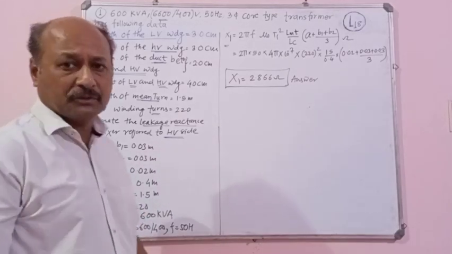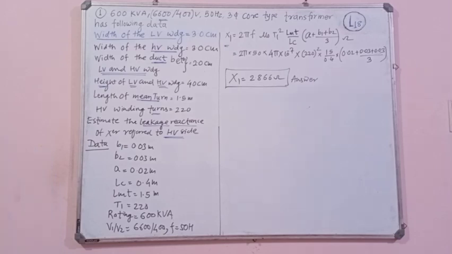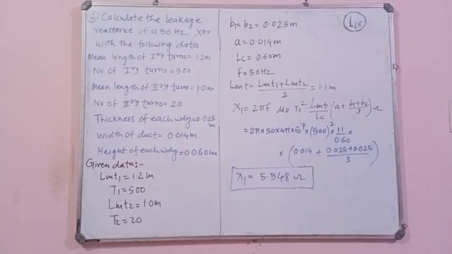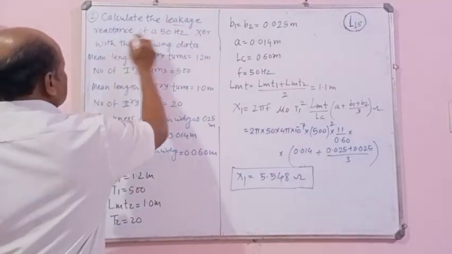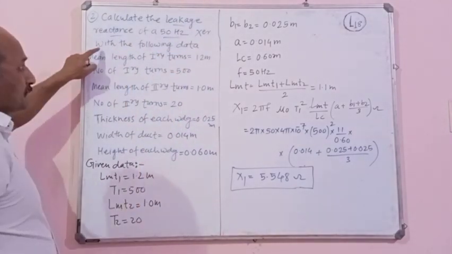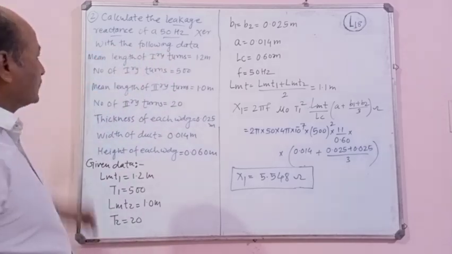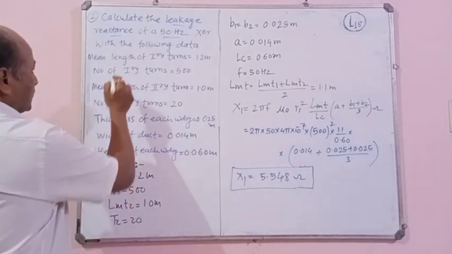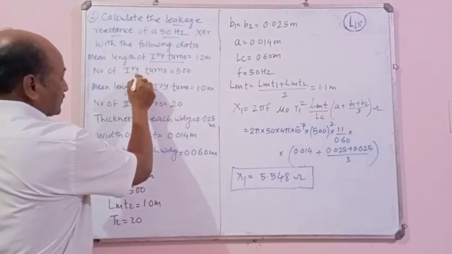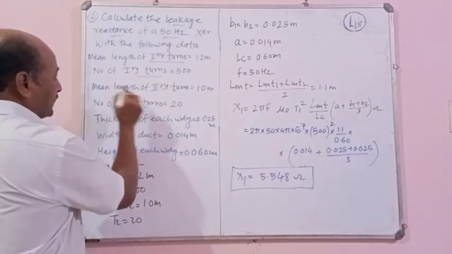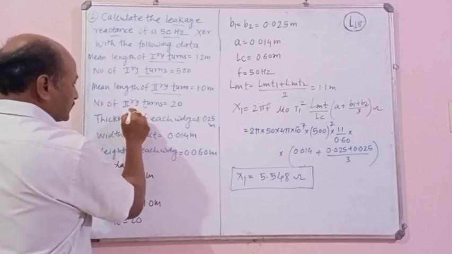Now see the next numerical. See the second numerical. Calculate the leakage reactance of a 50 Hz transformer with the following data. What is the first one given? That is the mean length of the primary turn, number of turns of the primary, mean length of the secondary turn, number of turns of the secondary.